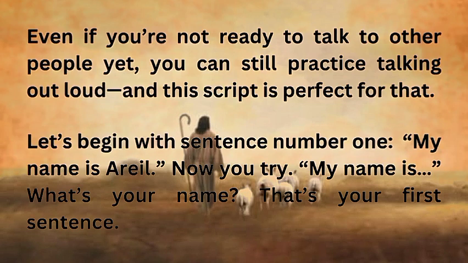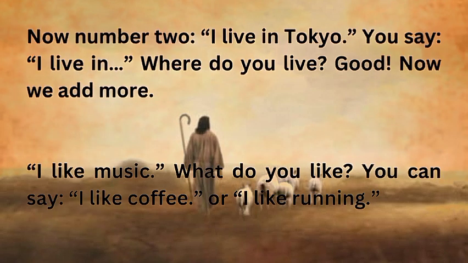That's your first sentence. Now number 2. I live in Tokyo. You say, I live in... Where do you live? Good. Now we add more. I like music. What do you like? You can say, I like coffee, or I like running.